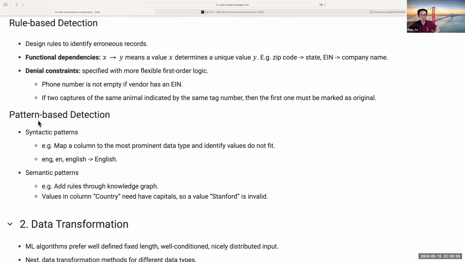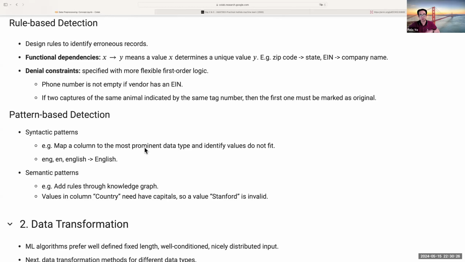Then there is pattern-based detection. So basically, you have typos, you have different things that don't make any sense. You can have a syntactic pattern. For example, ENG, EN, English, you can all map into English, because they are talking about the same thing.